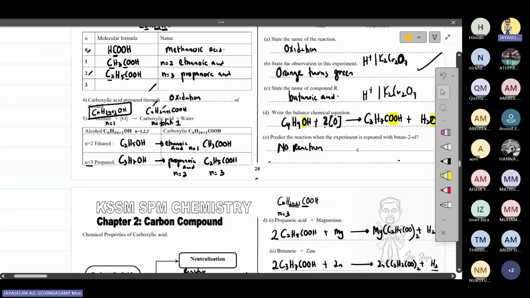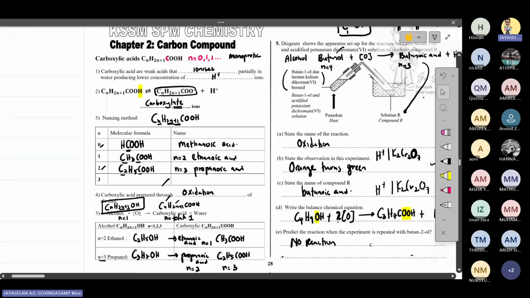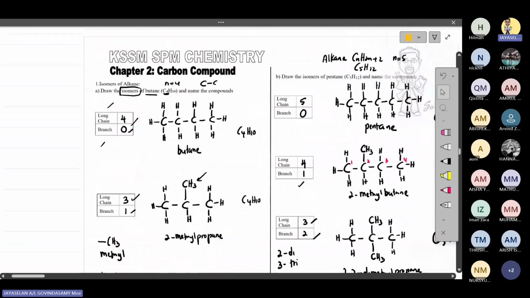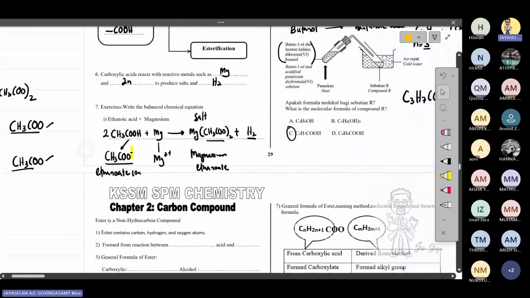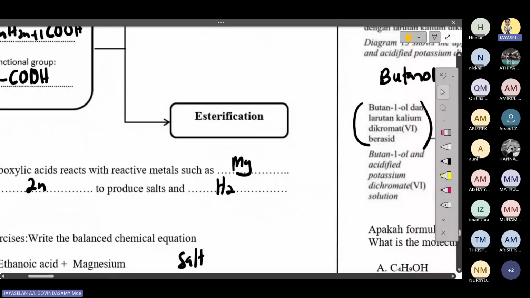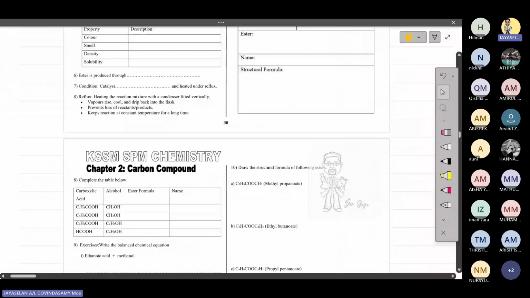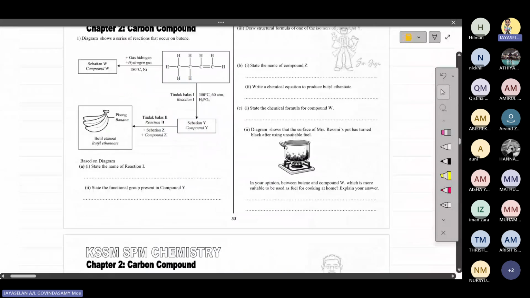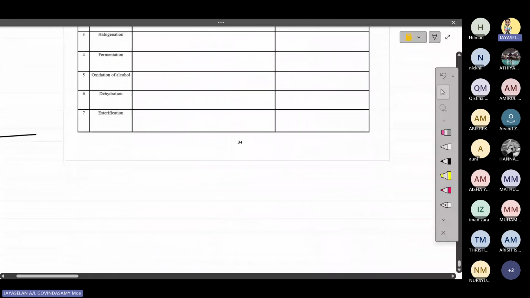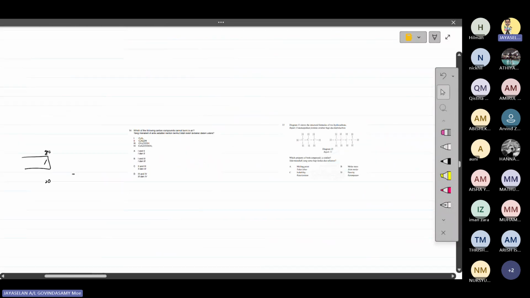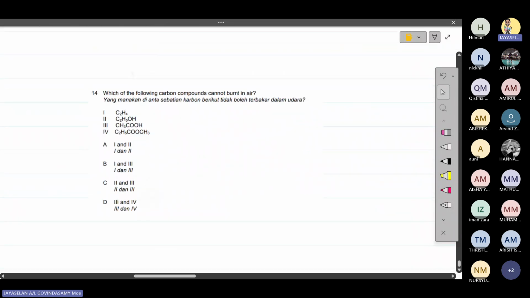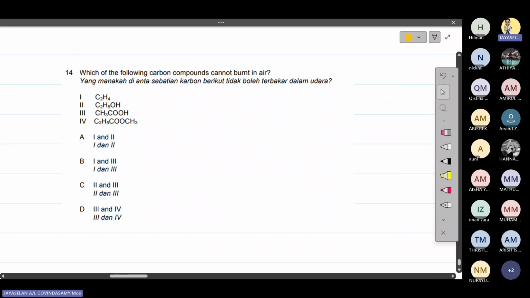Okay, any question? No question. Okay, next week we will do the last part of this chapter. Then I want to discuss one essay question experiment which will come out, this one. Esterification. We have esterification last. After esterification, we finish all this. Then after that we will do what? The experiment. The experiment can come out for this year. Okay, before we wrap up the session.